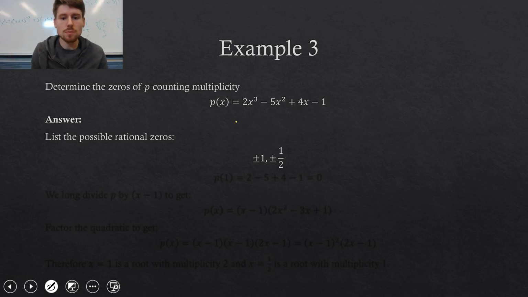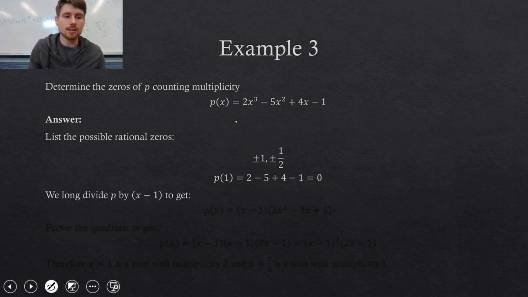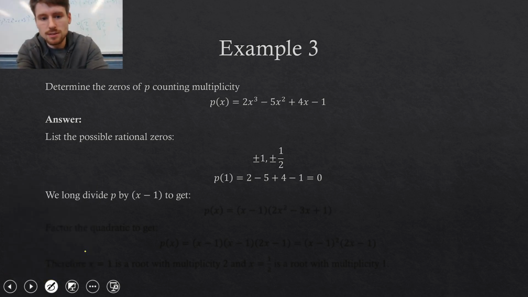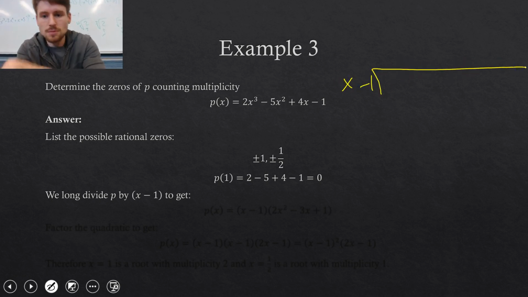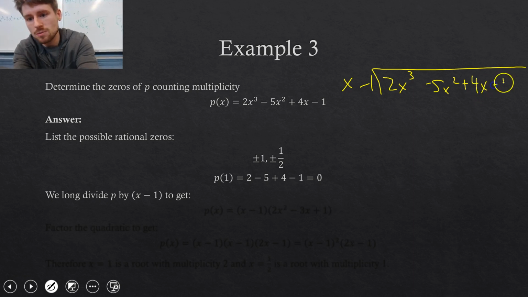So you've got 1 over 1 and 1 over 2. Those are the only things to look at. We'll test them out. We plug 1 in, see if that works. Turns out 1 is a 0. Because if you plug in 1, you get 2, minus 5, plus 4, minus 1. That all cancels out and gives you 0. So that means we're going to long divide it by x minus 1. So let's go ahead and do that. I like this yellow. Let's stay with it. So we got x minus 1 into 2x cubed minus 5x squared plus 4x minus 1.